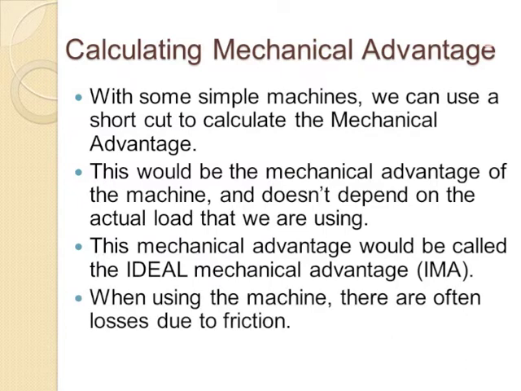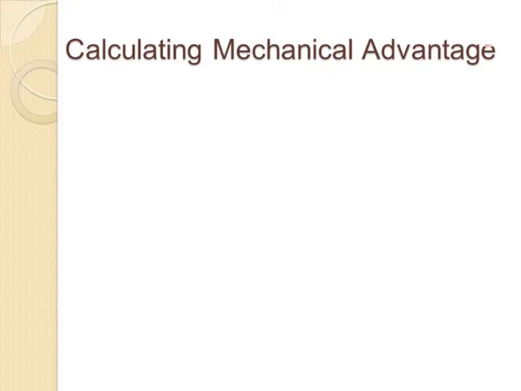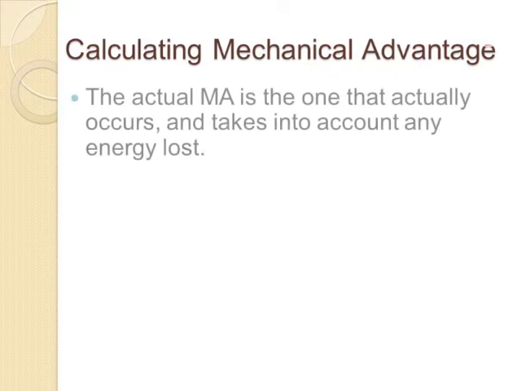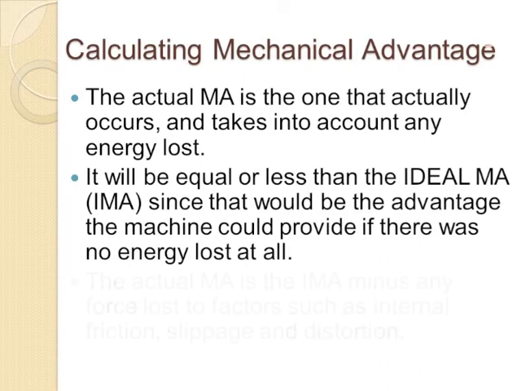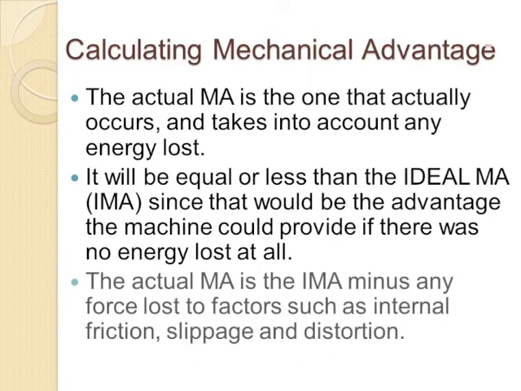When using the machine, often there are losses because of friction. The actual mechanical advantage, calculated using forces, is the one that takes into account what actually occurs and any energy that's lost. It'll be equal to or less than this ideal mechanical advantage, since this would be the one that the machine would provide if there was no energy lost. The actual mechanical advantage is the ideal one minus any forces lost due to friction, slippage, and distortion.